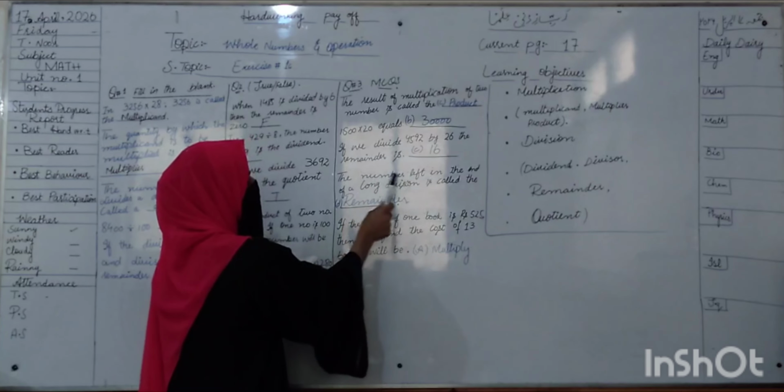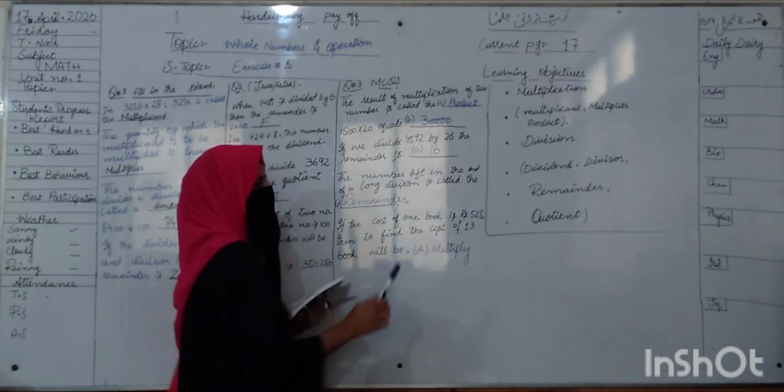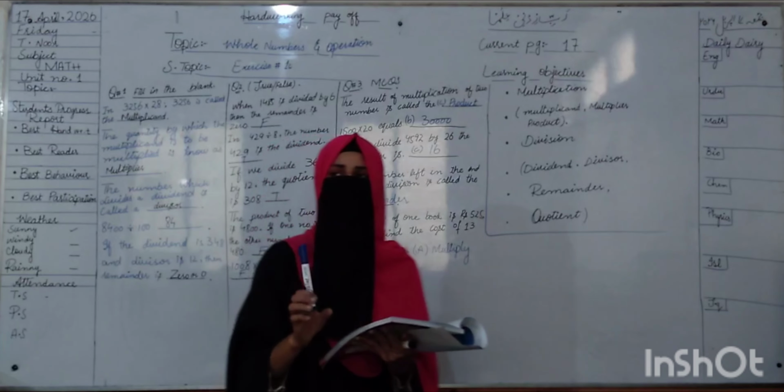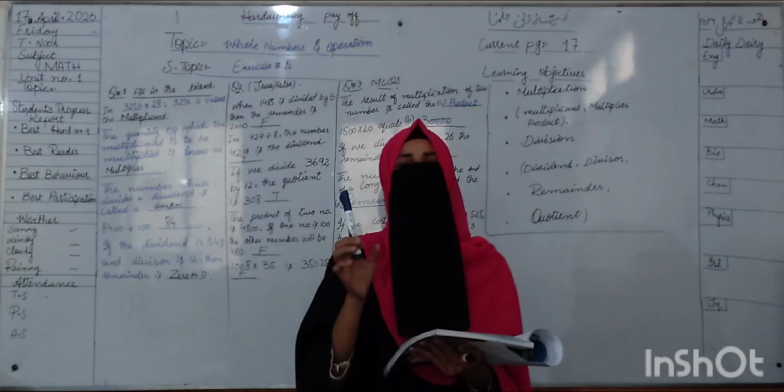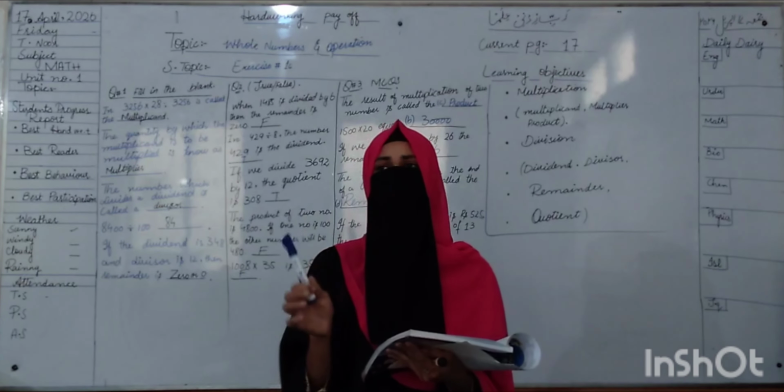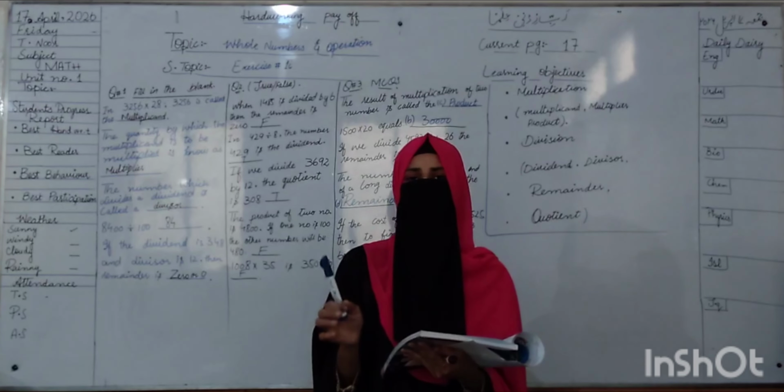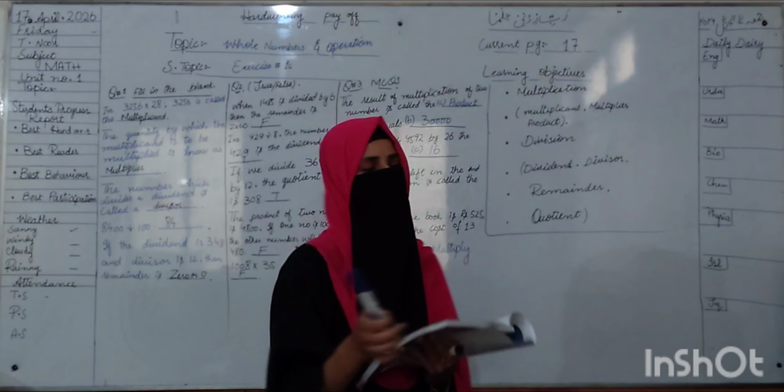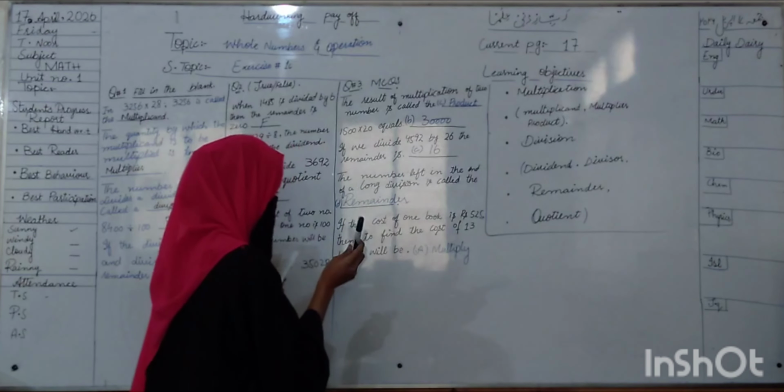Then we see the number left at the end of a long division. In short division and long division, the number that is left and not completely divided is known as the remainder.